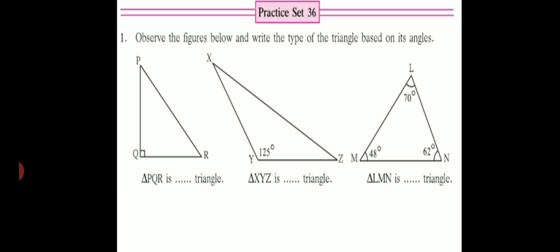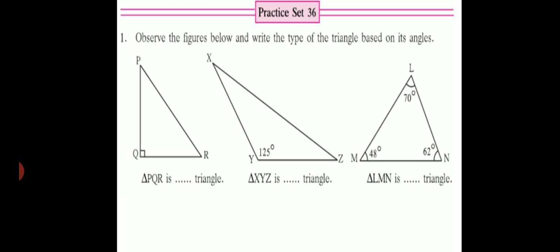After you complete that, next you are going to refer to your textbook page number 80, wherein you have practice set number 36 given. In this practice set 36, the very first question given to you is based upon today's video lesson. That is, you need to observe the figures below and write the type of the triangle based on its angles. So it's simple over here. You don't need to measure. Why? Because the measurements of the angles are already given to you.